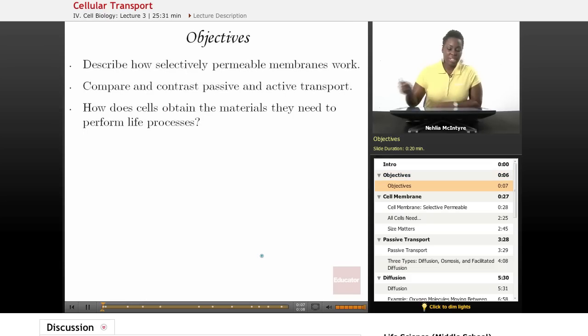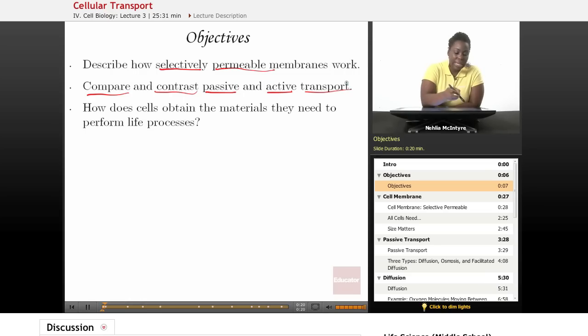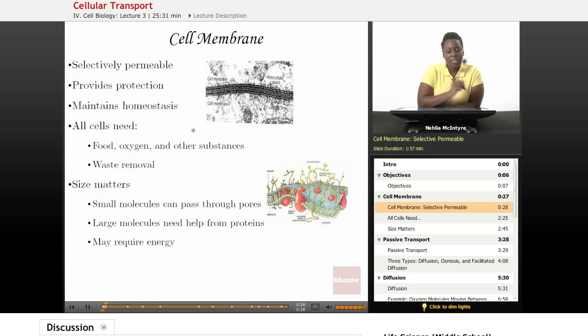Our objectives for today will be to describe how selectively permeable membranes work, and also to compare and contrast passive and active transport. And last of all, how do cells obtain the materials they need to perform life processes? So let's start by talking about the cell membrane and how it works.